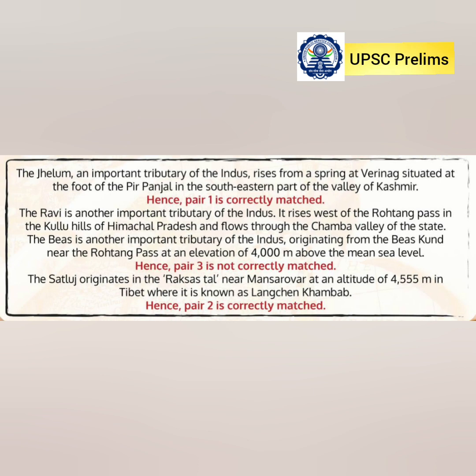The Ravi is another important tributary of Indus. It rises west of Rohtang Pass in the Kulu hills of Himachal Pradesh and flows through the Chambal Valley of the state. The Beas is another important tributary of Indus, originating from Beas Kund near the Rohtang Pass at an elevation of 4000 meters above the mean sea level. Hence, pair 3 is not correctly matched.